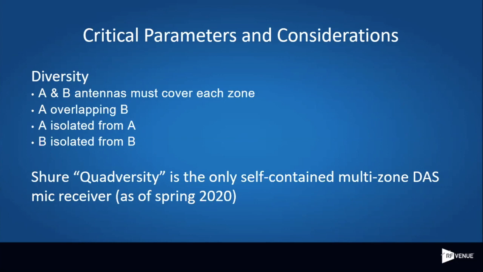But when deploying a DAS, our goal is to manage diversity coverage overlap of antenna overlap and to manage zone coverage isolation, where zone to zone, you don't have a lot of overlap. With a diversity system, A should overlap B in a given zone. A should be isolated from A in different zones, and B should be isolated from B in different zones.